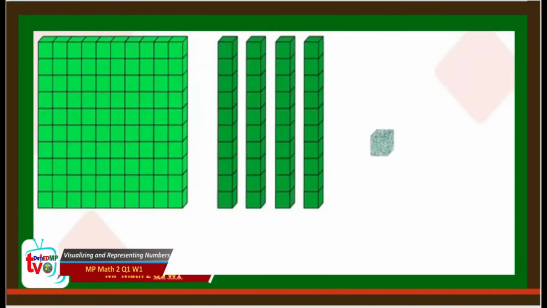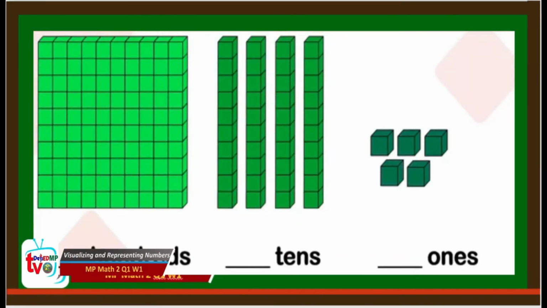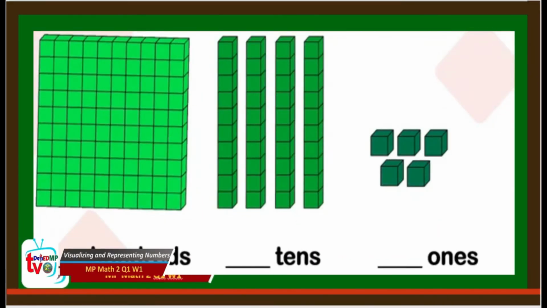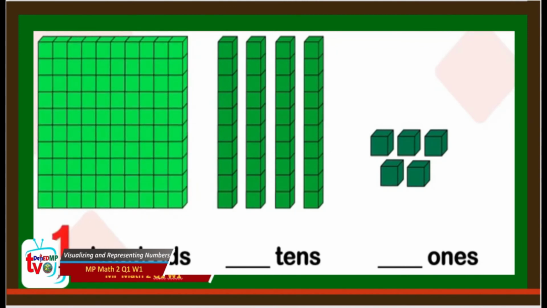Now let's go to another representation of numbers using blocks. How many groups of hundreds do the blocks represent? There are 100. How many tens does the long represent? There are 4 tens and 5 ones.